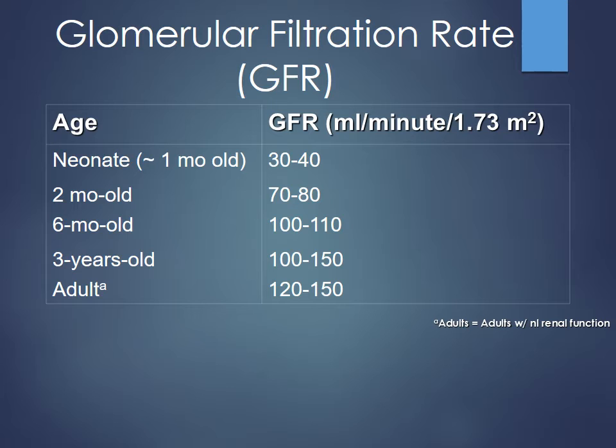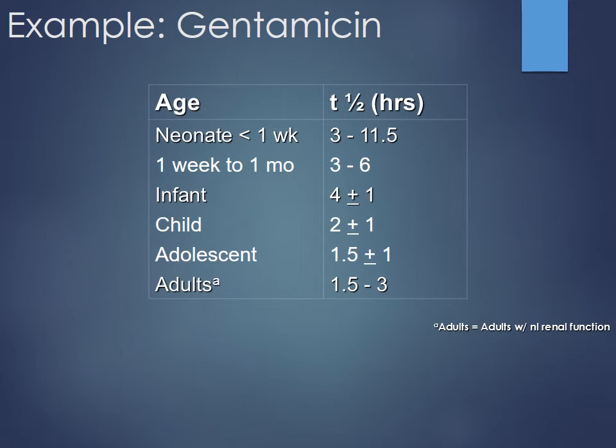But anyway, looking at comparative GFR for these kids, the younger they are, the lower it's going to be until it normalizes out. At around 6 months and older, typically they're going to have pretty normal GFR. So looking at an example here, gentamicin, a very hydrophilic medication entirely eliminated through the kidneys, you can see how the half-life differs based on the age of your patient, right?